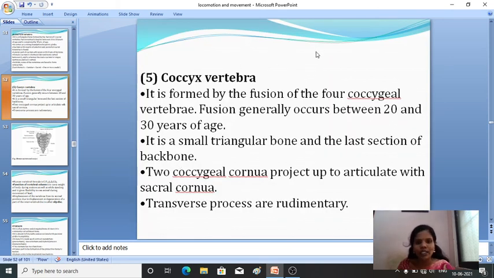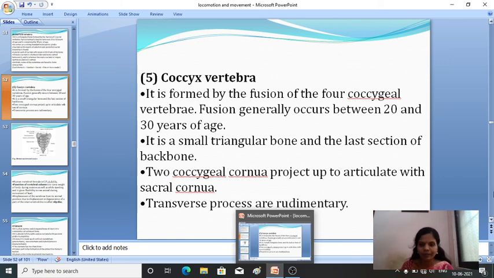This coccygis vertebrae is formed by the fusion of 4 coccygeal vertebrae. It is a small triangular bone and the last section of the backbone, and the coccygeal cornua project up to articulate with the sacral cornua. The transverse processes are rudimentary.